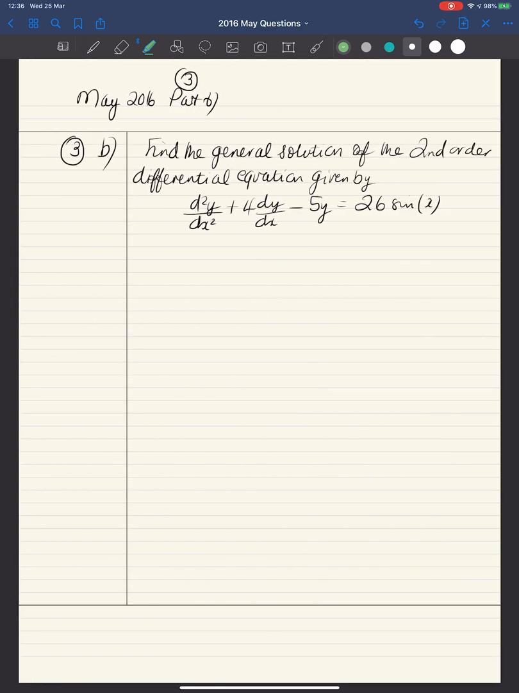Part B. Find the general solution of the second order differential equation given by d2y by dx squared plus 4 dy by dx minus 5y is 26 sin x. So when we do ones like this, it's a second order one. Complementary function, first of all.